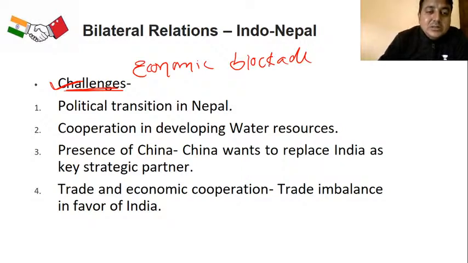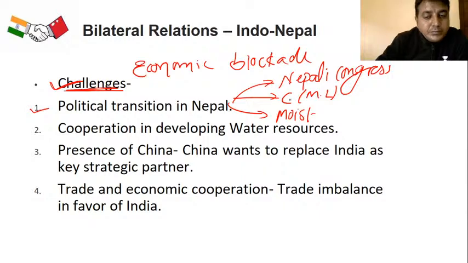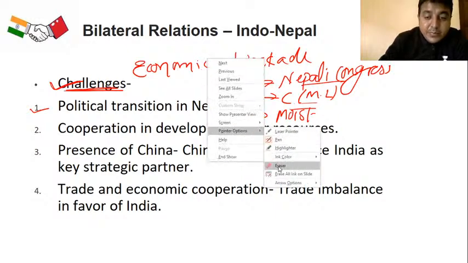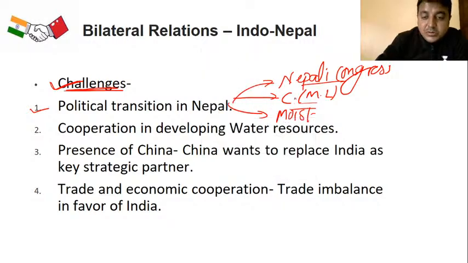So what are the challenges in the bilateral relation between India and Nepal? The first most important challenge is the political transition going on in Nepal, as three political parties are there in Nepal. One is the Nepali Congress, the other party is the Communist Party, that is Marxist-Leninist, and the third party is the Maoist. India's relation with these three parties is quite different, as India supported the idea of the Nepali Congress much more than the Maoist. The first preference is for the Nepali Congress, the second is for the Communist Party Marxist-Leninist, and the third is for the Maoist. So this is our approach.